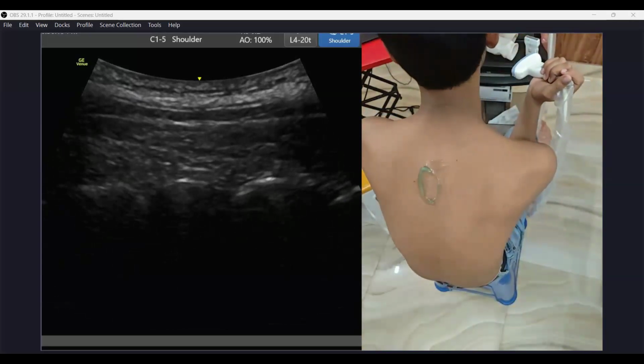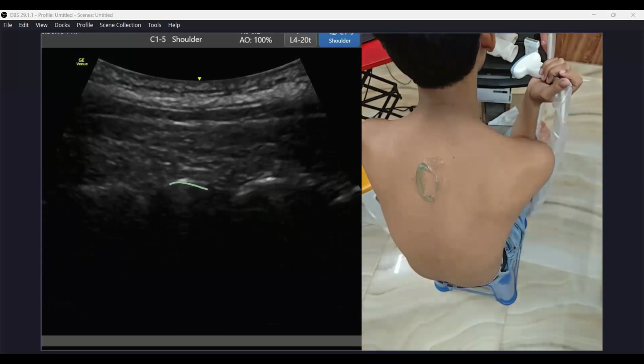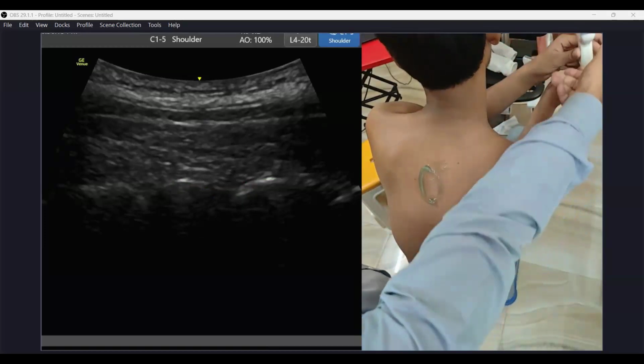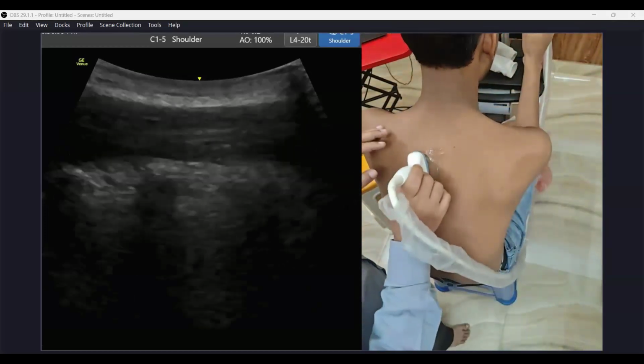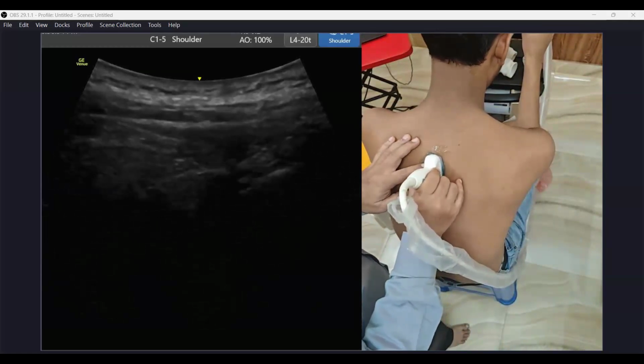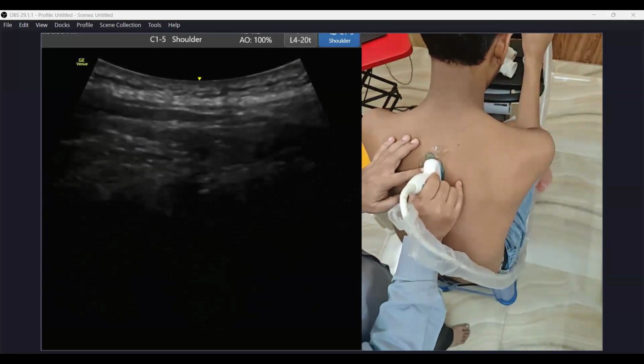This is the facet joint. Here there is hardly any gap. This is the facet joint. Okay. And when I am talking about lamina, then you see that there is some gap. So this part is lamina.